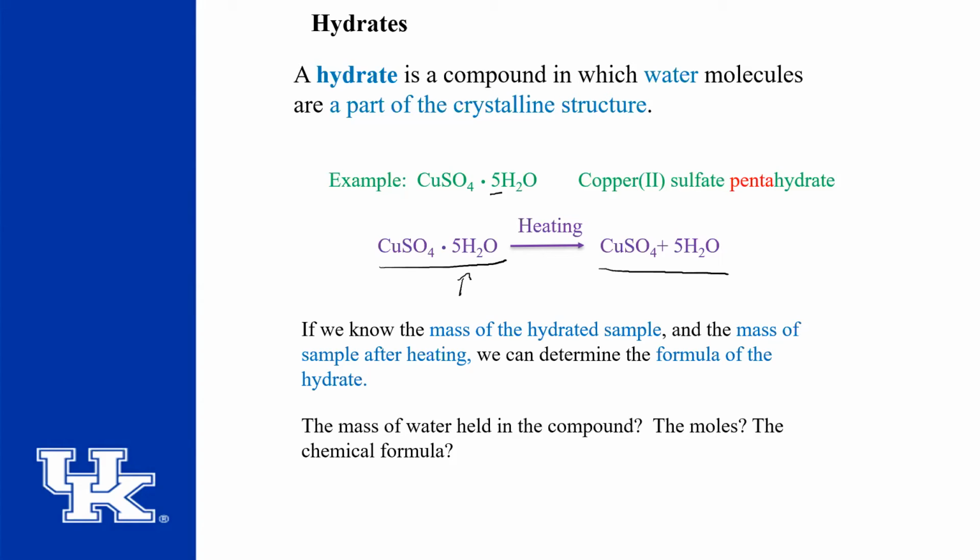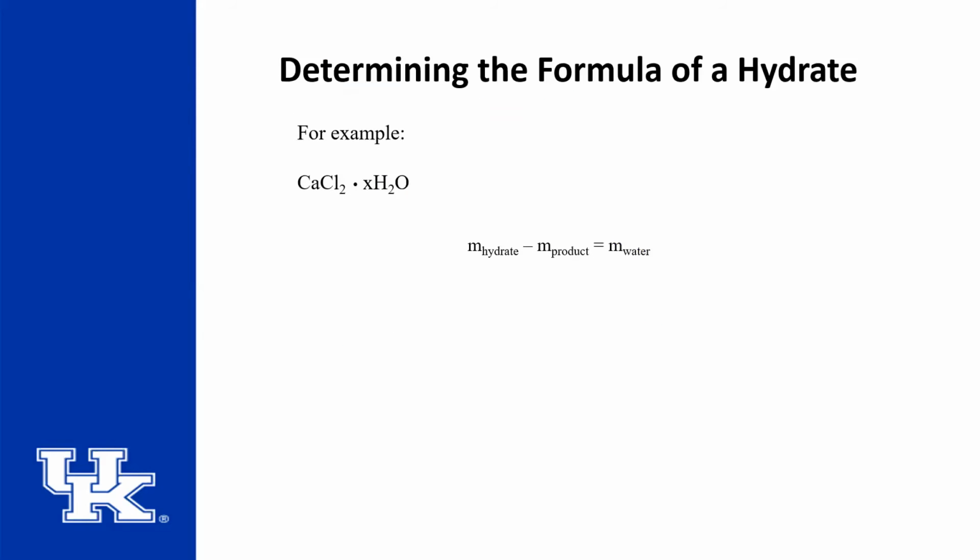In the next example, we will ask the questions: what is the mass of the water held in the compound? How many moles are there? And what is the chemical formula of the hydrate? Determining the formula of a hydrate. Let's take the example of calcium chloride hydrate. Now, we don't know how many molecules of water there are for each calcium chloride, but if we know the mass of the hydrate and the mass of the final dried product, we can know the mass of the water, since that is all that is lost in the heating process.